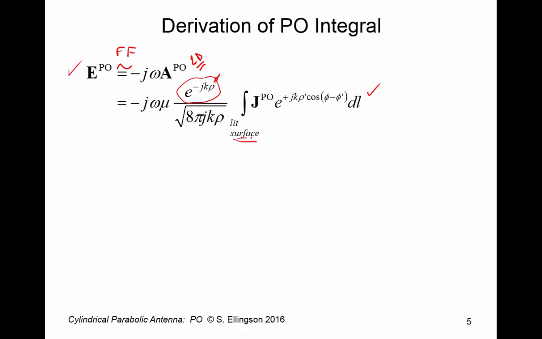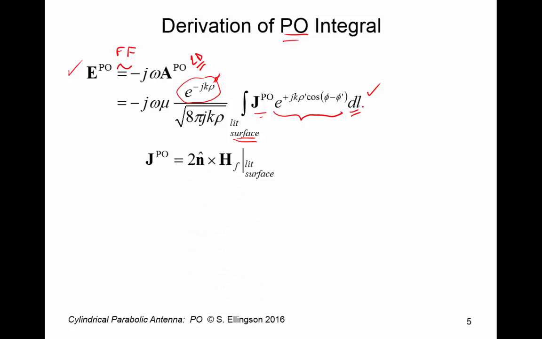We integrate only over the lit surface, that's physical optics. We integrate over the physical optics currents. I'll say what those are in a moment. This is the far field phase factor. And then we integrate over the surface. In this case, it's a length because it's two dimensions.